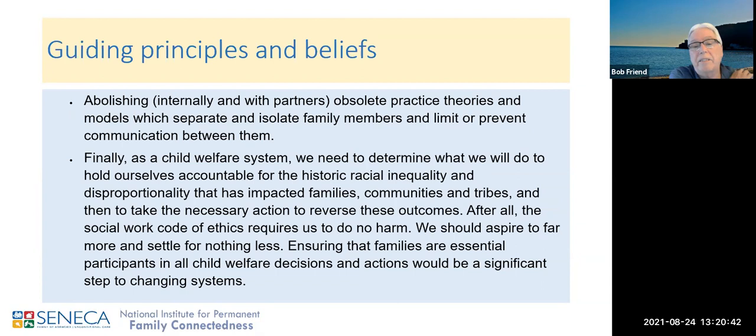And finally, as a system, we need to determine what we do to hold ourselves accountable for the historic racial inequality and disproportionality that has impacted families, communities, and tribes, and then take the necessary action to reverse these outcomes. We can't stand idly by. The social work code of ethics requires us to do no harm. We should aspire to more, and settle for nothing less. Ensuring that families are essential participants in all child welfare decisions and actions would be a significant step to changing systems. Next slide.